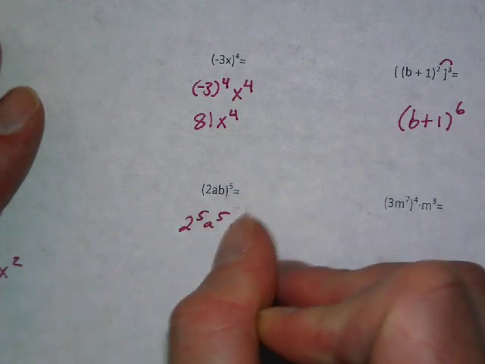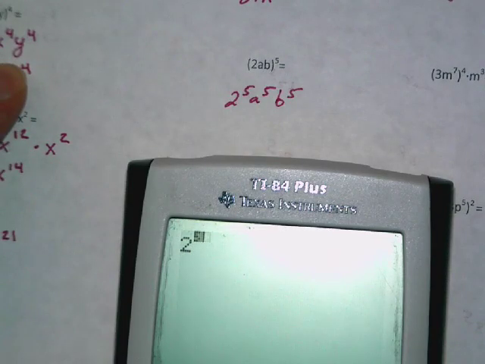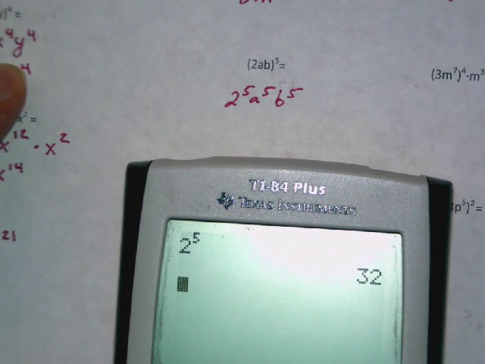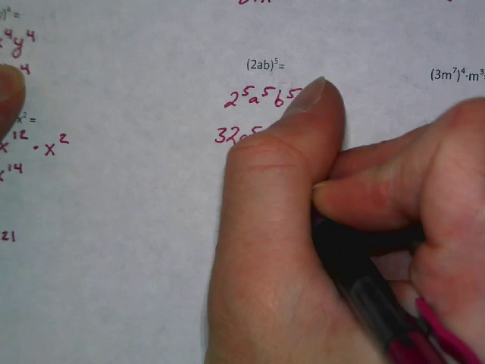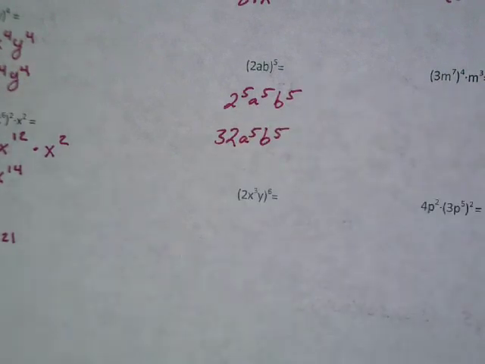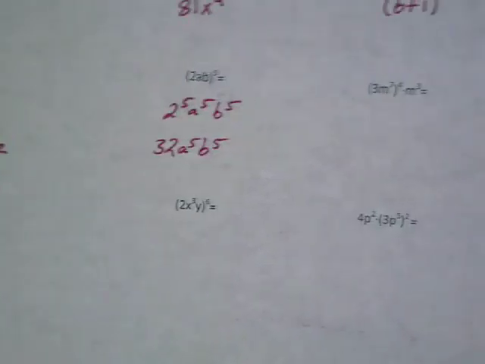Okay, third row, the 2, the a, the b all have an exponent of 1 again. So they're all going to become 2 to the 5th, a to the 5th, b to the 5th. And then we go to the calculator and see what 2 to the 5th is. It should give you 32. So we end up with 32, a to the 5th, b to the 5th.